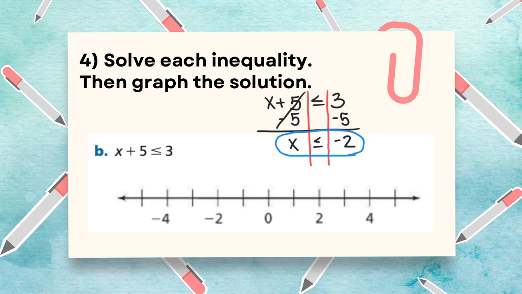Now we're going to graph it. How do we graph x is less than or equal to negative 2? All right. Why a closed circle on negative 2? And closed just means we color it in.